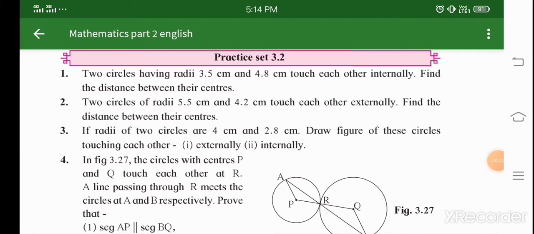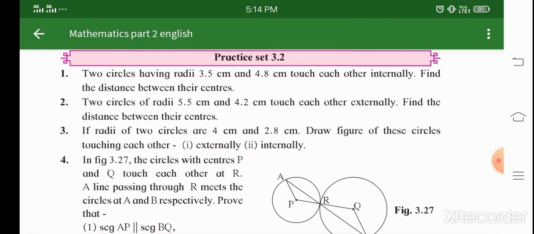What is the touching circle theorem? Suppose two circles are there. If they are touching each other, then their point of contact lies on the line joining their centers. Sorry, not circles, centers. If two circles touch each other, the point of contact lies on the line joining their centers. This is the theorem. So let's study this theorem.